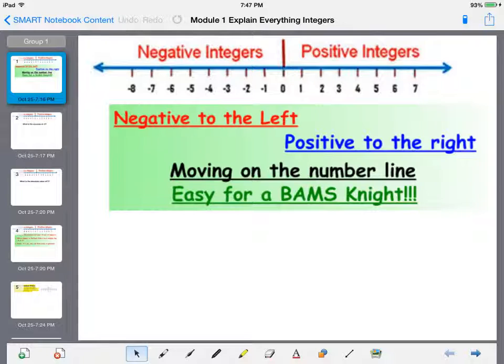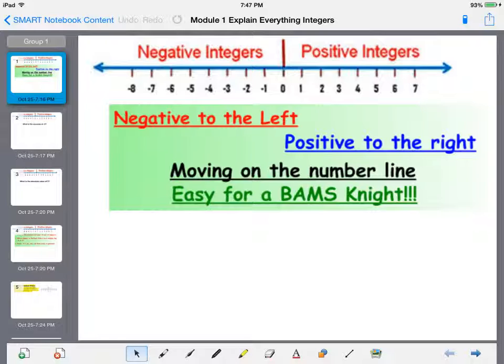We also talked about if we were talking about sea level, for example, 0 would be right at sea level, your negative integers would be below sea level, and your positive integers would be above sea level. We talked about money. If you were at the negative side, that means that you owe money. And the positive side would mean that you're making money.